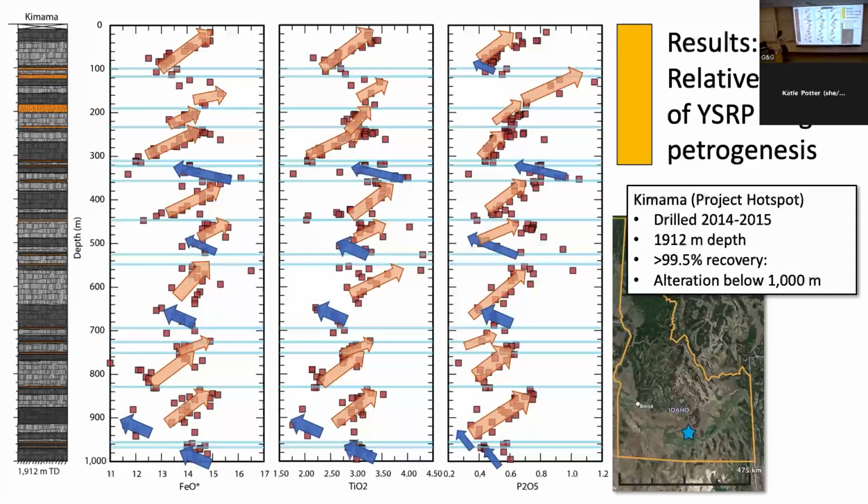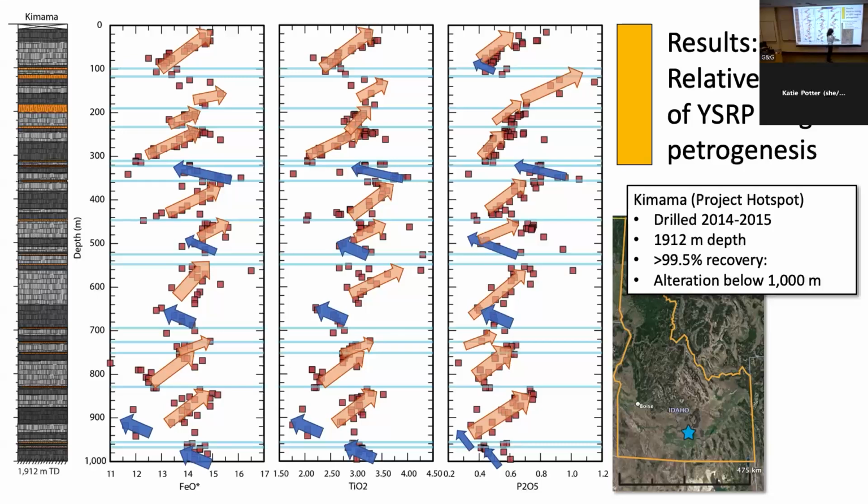I want to point out I'm only showing you the upper 1,000 meters of drill core here, because everything below is kind of screwed up by the Snake River Plain aquifer. It's been hot over time, and so we have a lot of clays and alteration down here. So this is the fresh stuff. This is the stuff that's particularly interesting for interpreting geochemistry.